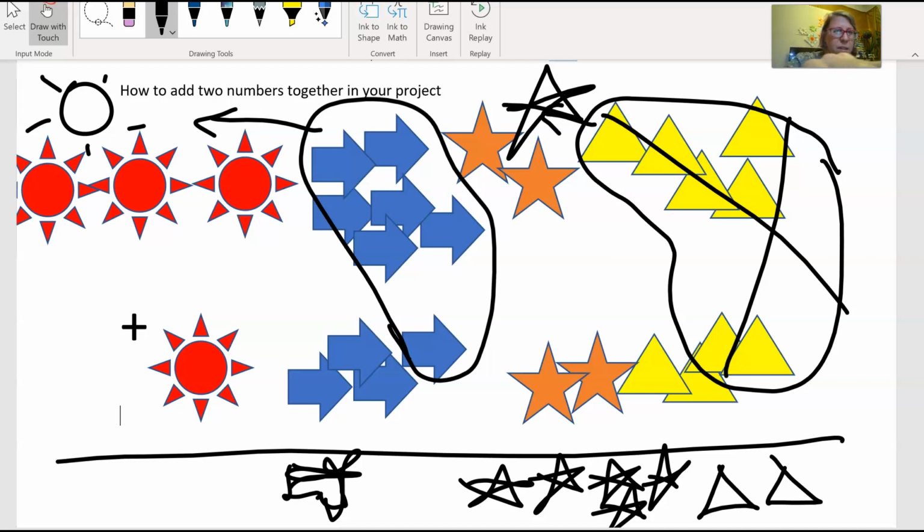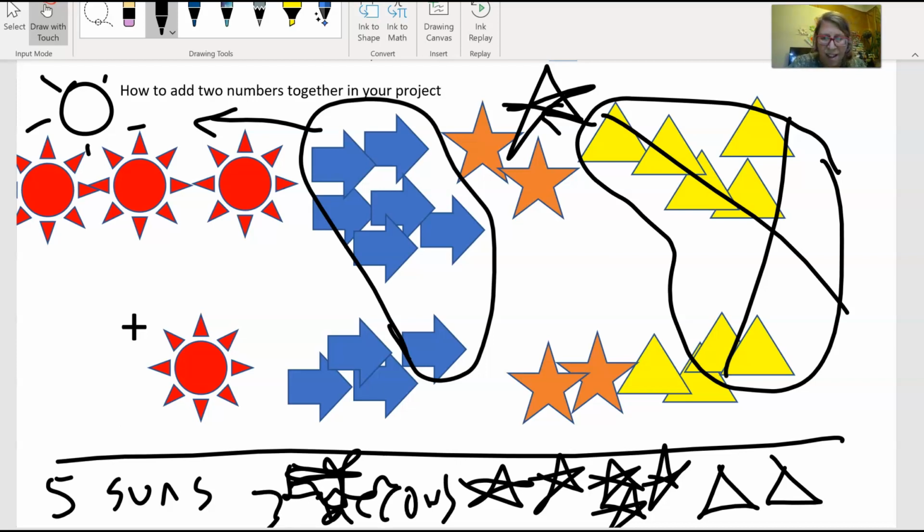And how many suns? There are 1, 2, 3, 4, 5 suns. Don't do this. Actually draw the suns, because you guys are not trying to draw with the tip of your finger in a Word doc. Draw the suns, draw the arrows. How many arrows? 3 arrows left, right? Yeah. So that's how you're going to add in your system.